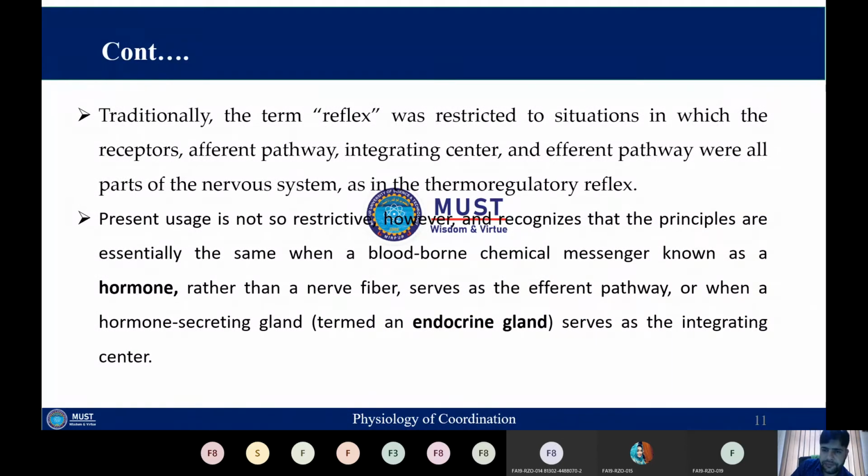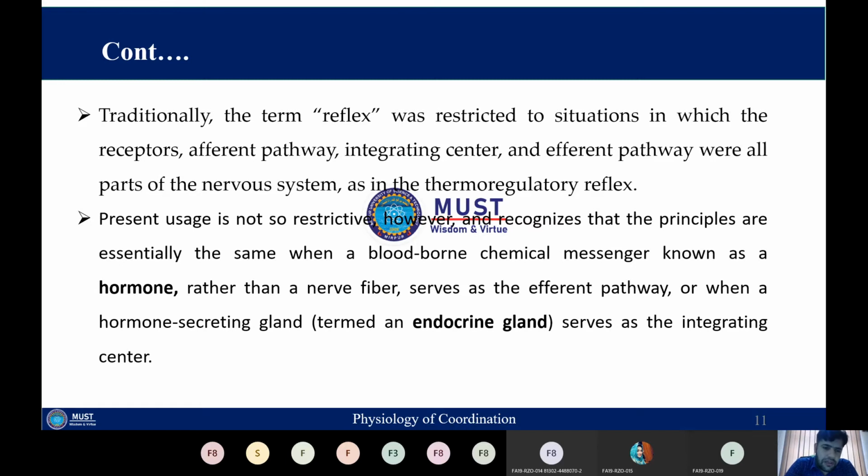Initially, when we look at this term reflex, it was restricted to certain situations. We have discussed a standard pathway of this reflex: when a change is produced in the external or internal environment, that change is relayed to the integrating center in the form of a signal, and with the help of the afferent pathway, the integration will be carried out in the brain, and then the information will be relayed to the effectors via the efferent pathway. This is what we can call a standard pathway of the reflex, or standard reflex arc.